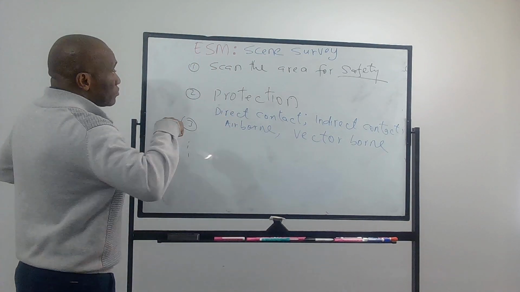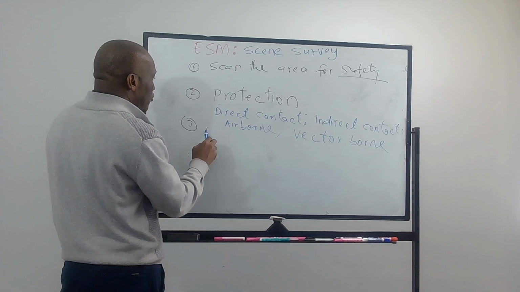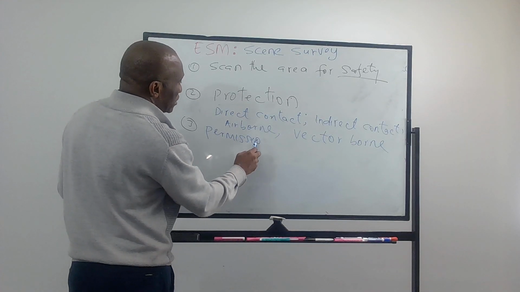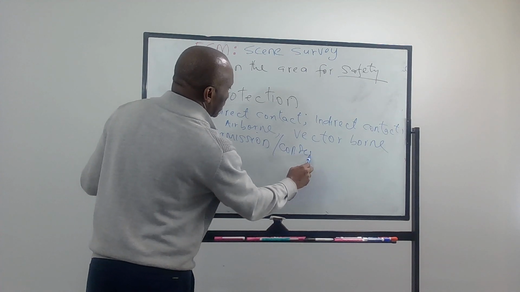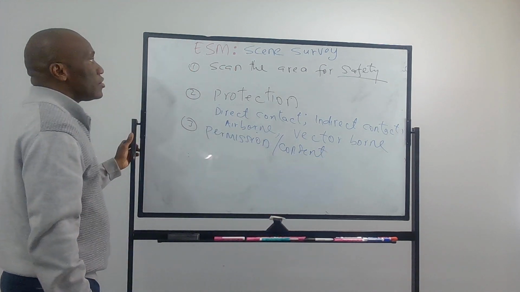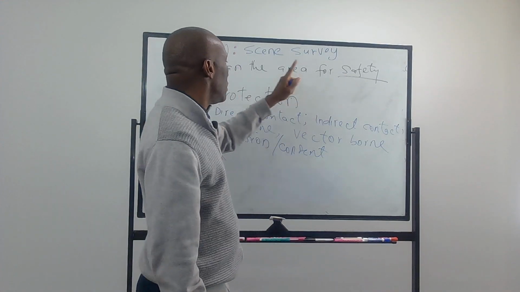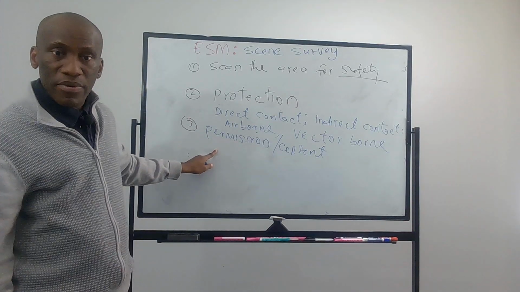Okay, so number 3 is permission. You also need to obtain permission here. This is where you seek permission or consent. During this stage, your safety is number 1. Your protection is important. You need to obtain permission.